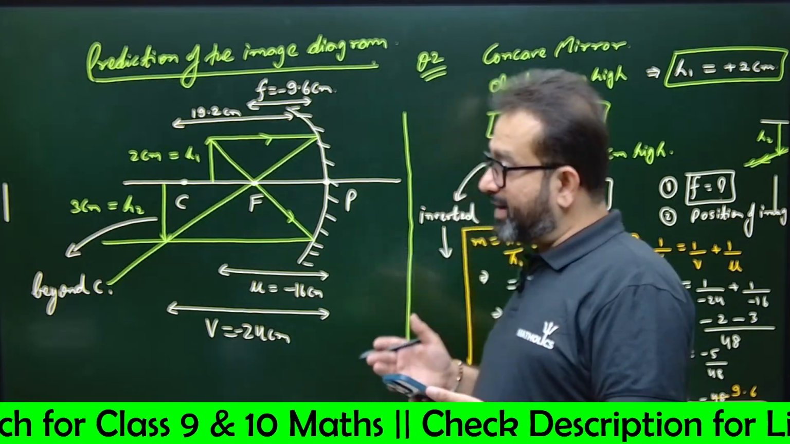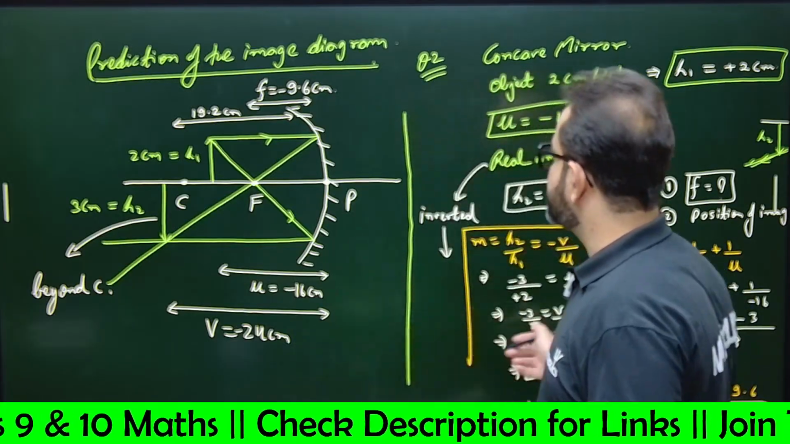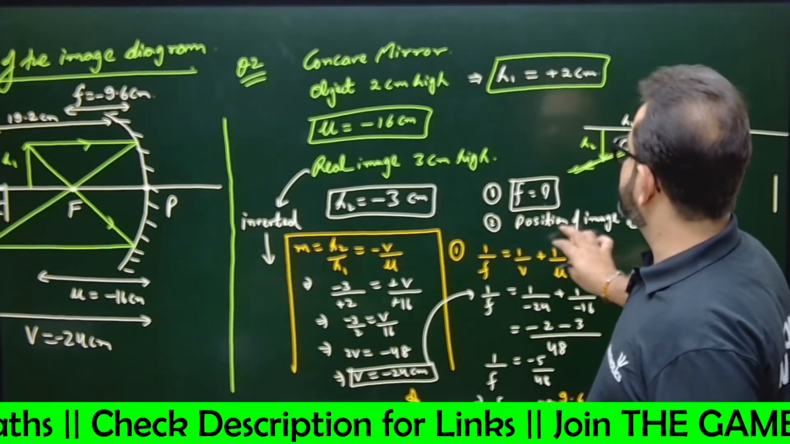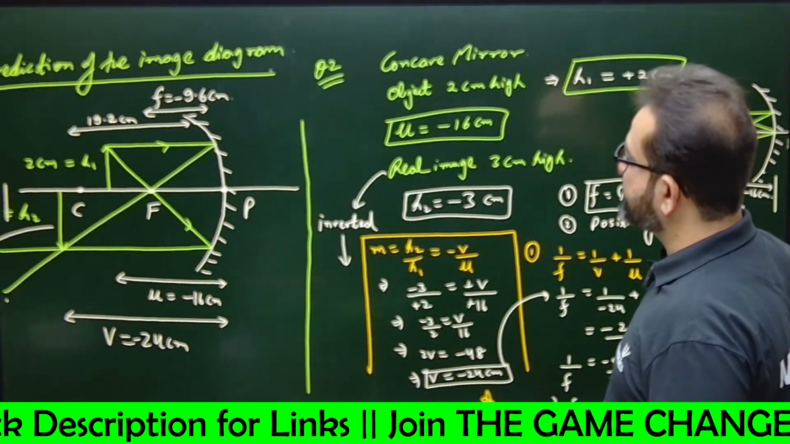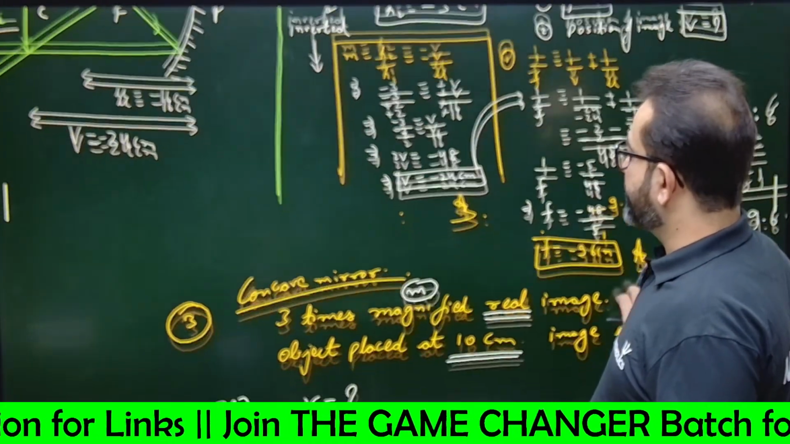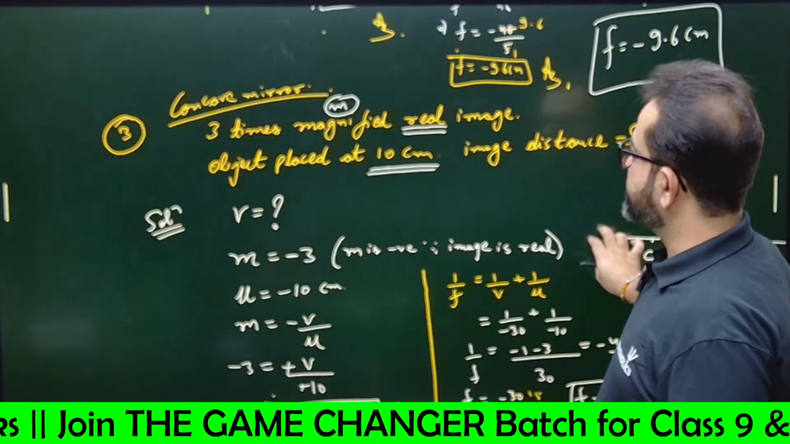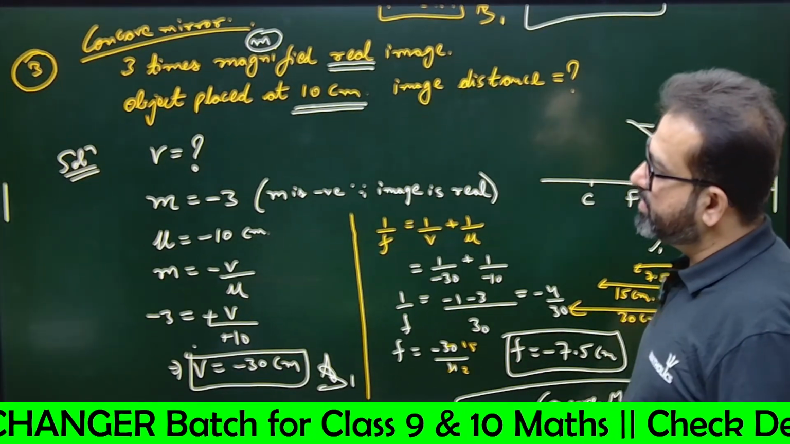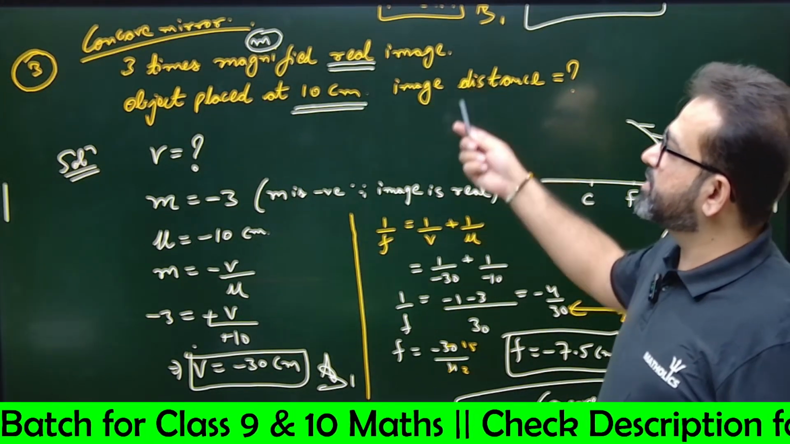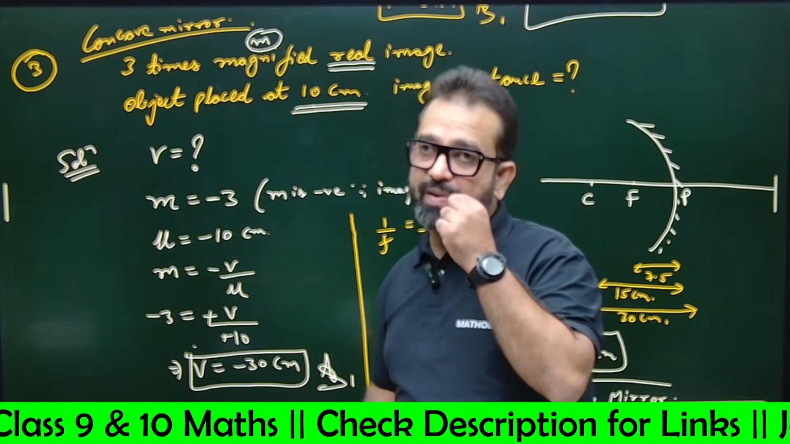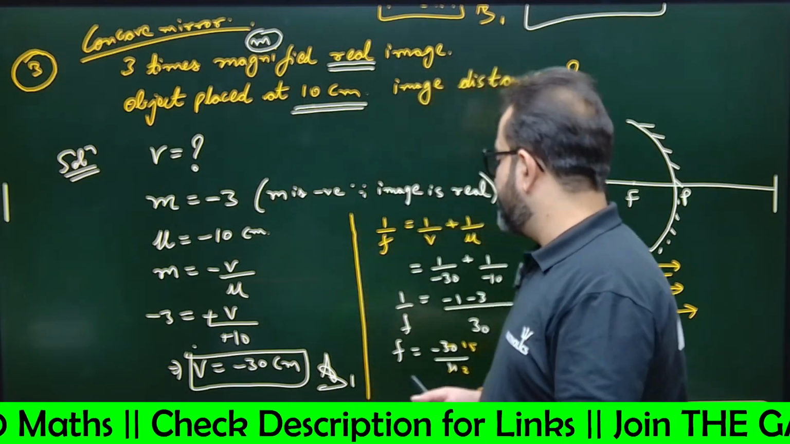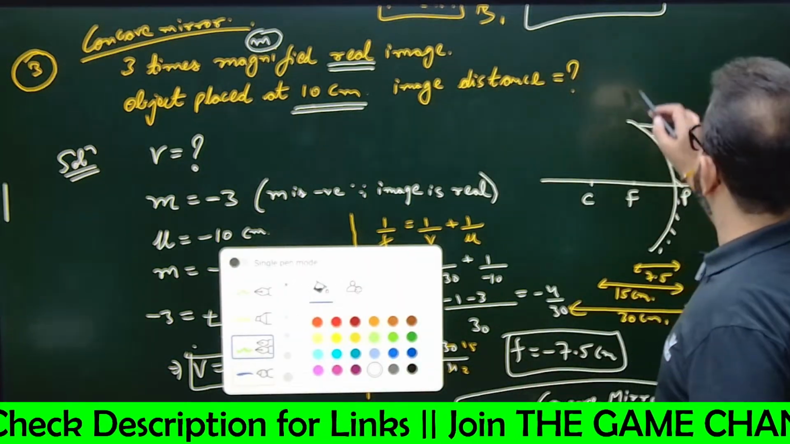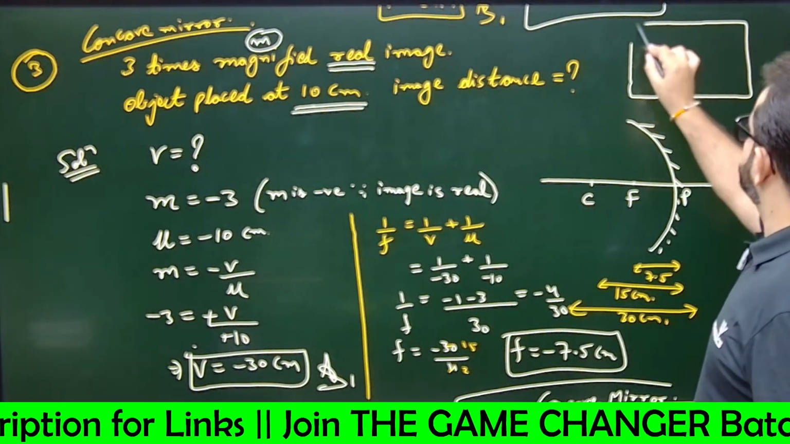Practice these questions. You need not sit idle over here. You have to practice these questions. Moving forward to the next question. The next question is this. A concave mirror is there. A 3 times magnified real image is formed. 3 times magnified means magnification is 3. Note one thing in the box.